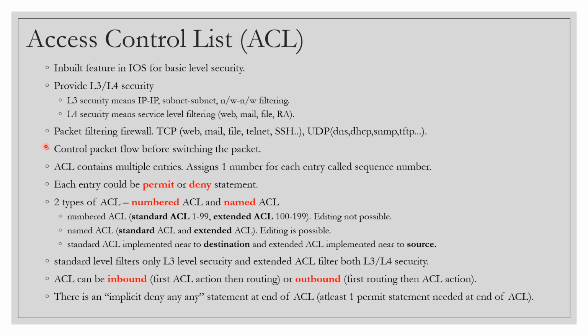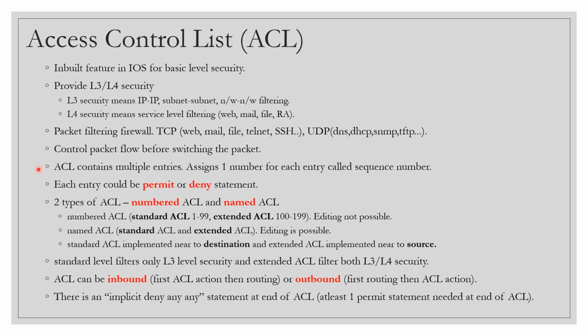Now, ACL controls the packet flow before you switch the packet. That means if you've got a router, and one interface is connected to the LAN and another is connected to one more router, the interface connected to the LAN will be the inbound. Once the packet comes in, it will switch. There will be multiple interfaces in the router, and the packet will switch from the inbound to the default gateway to the outbound it should go through. At the interface level also, the packet flow can be controlled.